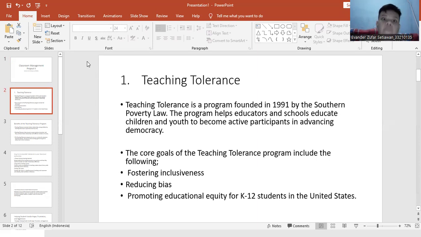Teaching Tolerance, a program founded in 1991 by the Southern Poverty Law Center. The program helped educators educate children and youth to become active participants in advancing democracy. The core goals of the Teaching Tolerance program include the following: fostering inclusiveness, reducing bias, and promoting educational equity for K-12 students in the United States.